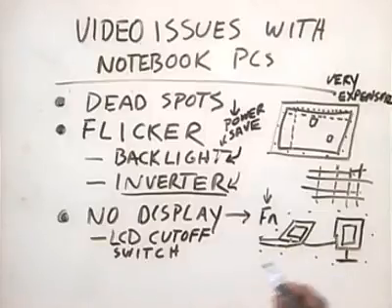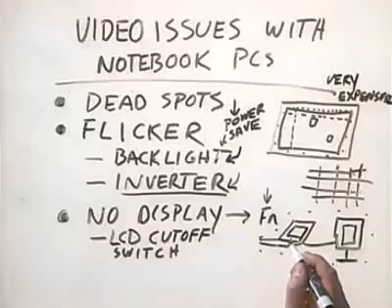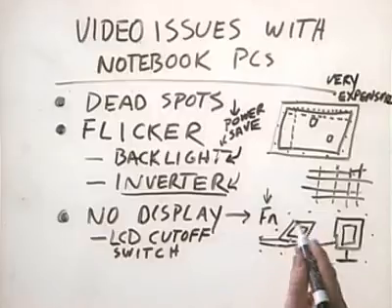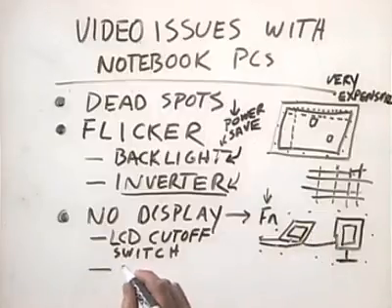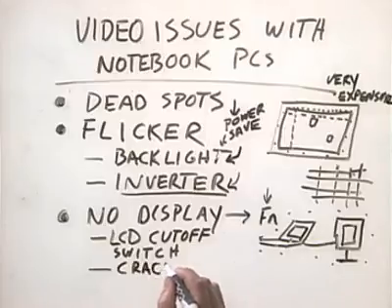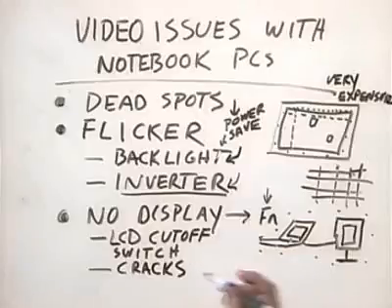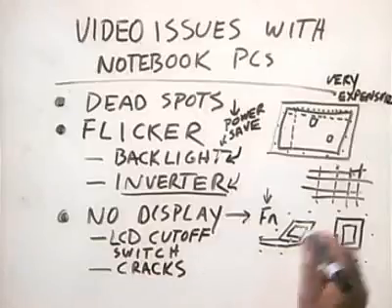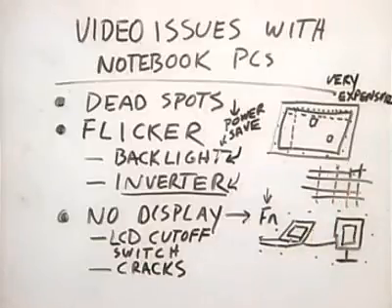It is possible for this switch to get stuck, especially if it's an older system that's been dropped one too many times. It's possible for this switch to get stuck in the down position, which will not allow the LCD to come on. The other thing to look for, the obvious, look for cracks in the bezel around the LCD. This happens a lot when notebook systems get dropped. That's an indicator that you might have some serious damage inside to the LCD assembly itself, which might need to be replaced.